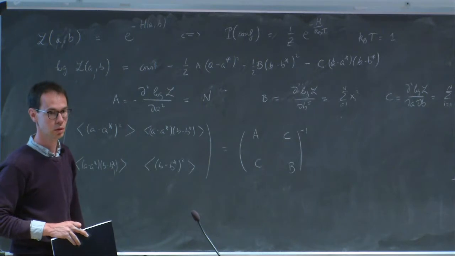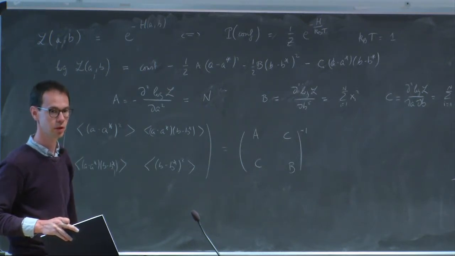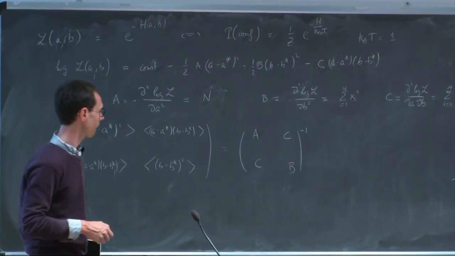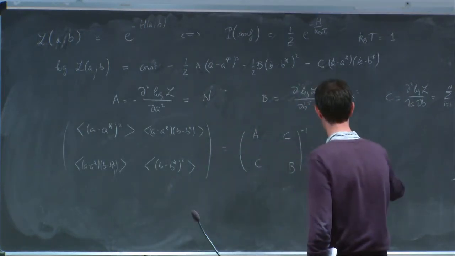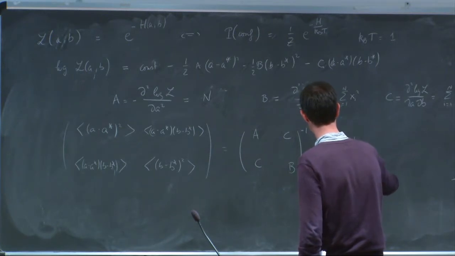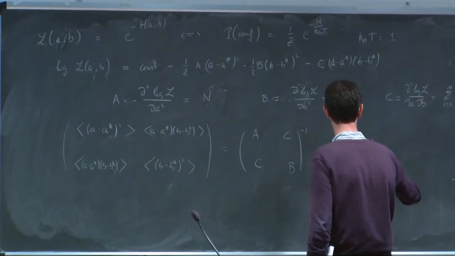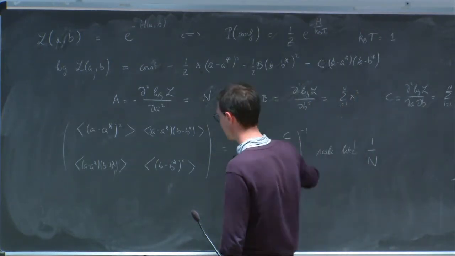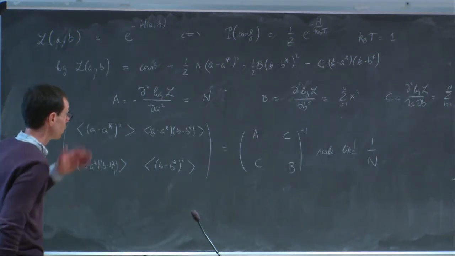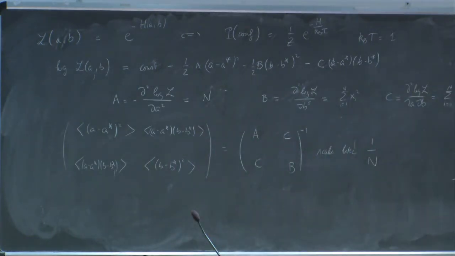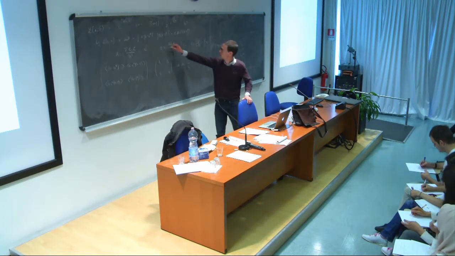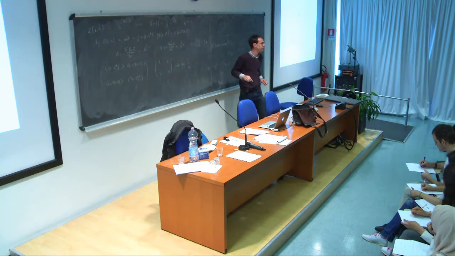Okay? Is that okay with everybody? Just Gaussian algebra. Again, the point is that this scales like 1 over n, because each of these scales with n, and I'm taking the inverse. So now with my analogy, yes? Is that better? Yeah.